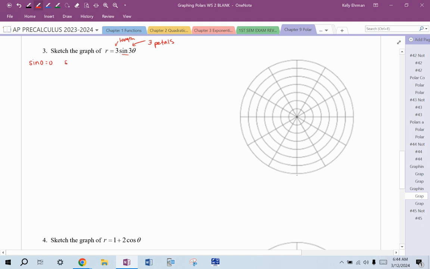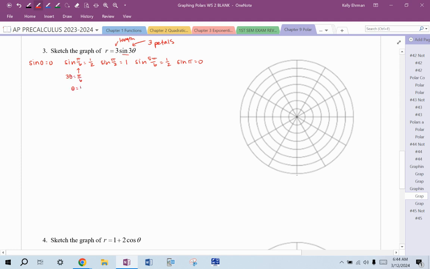Sine of 0 is 0. Sine of pi over 6 is 1/2. Sine of pi over 2 is 1. Sine of 5 pi over 6 is also 1/2. And sine of pi is 0. So sine of 0 is easy, but for the rest of these, we could say, okay, 3 theta should equal pi over 6. So here's another one.